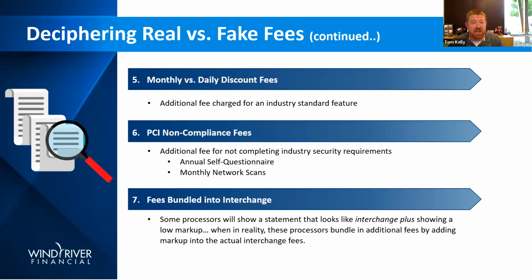And fees bundled into interchange. This is something, it didn't show an example. If this is credit card statements 101, this is probably going to be credit card statements 401. It's a little bit more advanced.